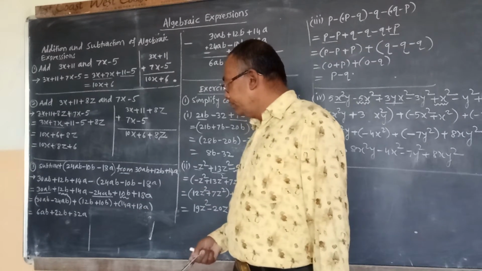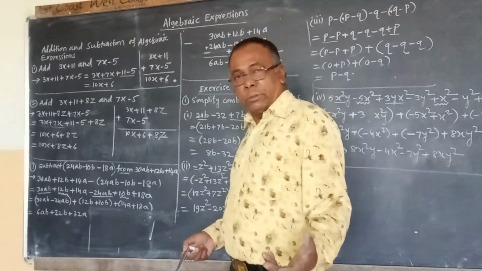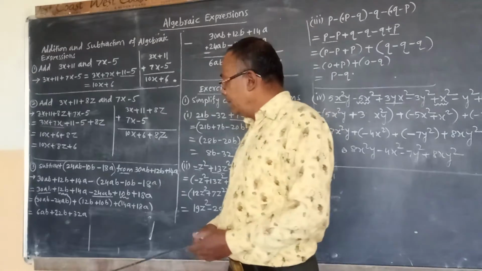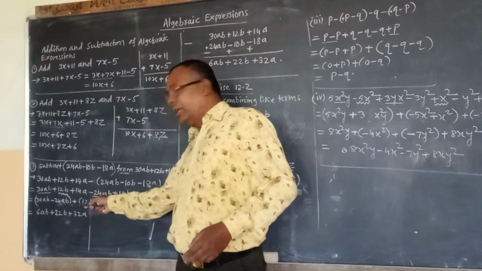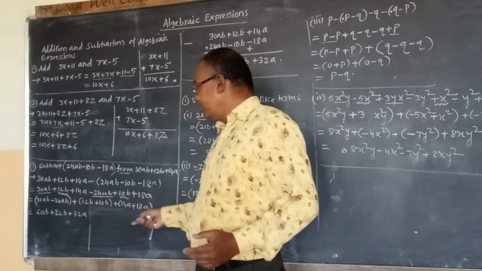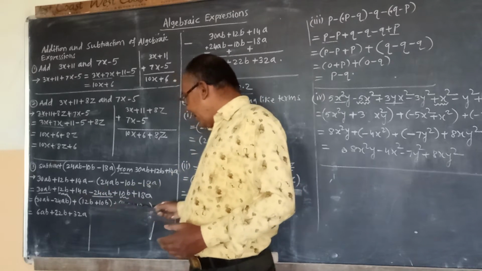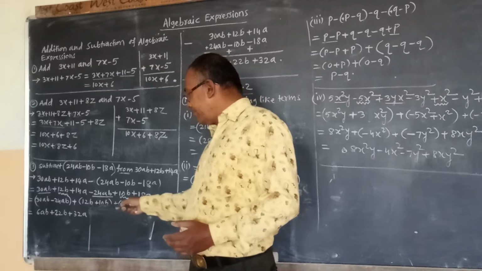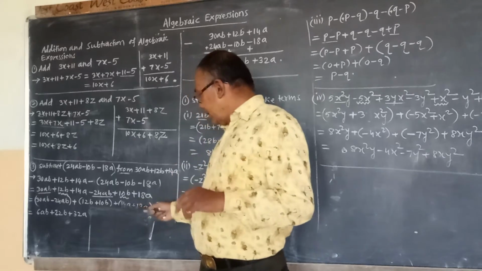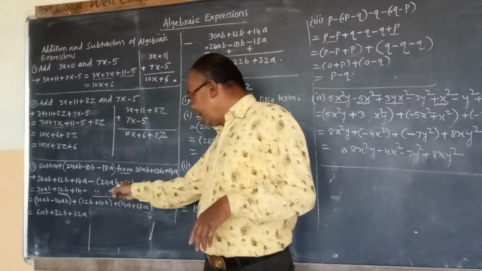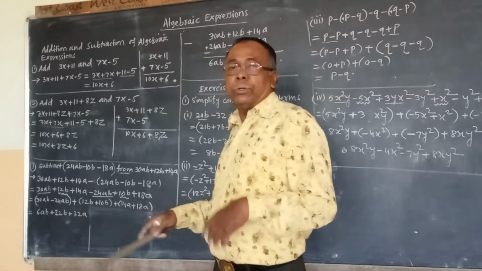And now again we will combine the like terms together. Here 30ab and minus 24ab are like terms, plus in the second bracket 12b and plus 10b are like terms, plus in the third bracket 14a and plus 18a are also like terms.